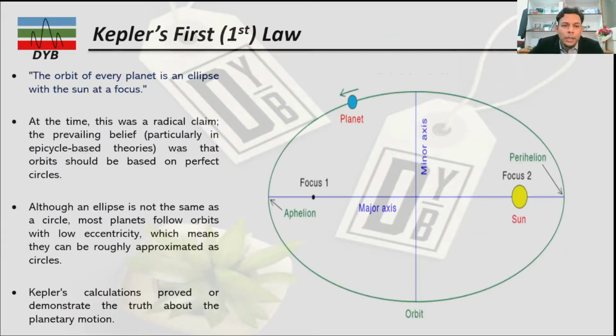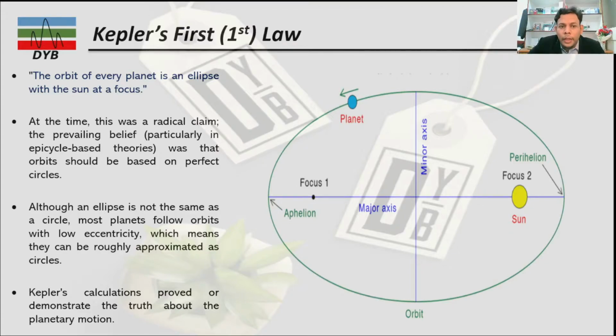Let's look at the first law: the orbit of every planet is an ellipse with the sun at a focus. On the right side figure you can see that the orbits of the planets are not circular but elliptical in shape. An ellipse has two foci. One focus is here and the second one is here. All the planets revolving around the sun move in ellipse-shaped orbits.